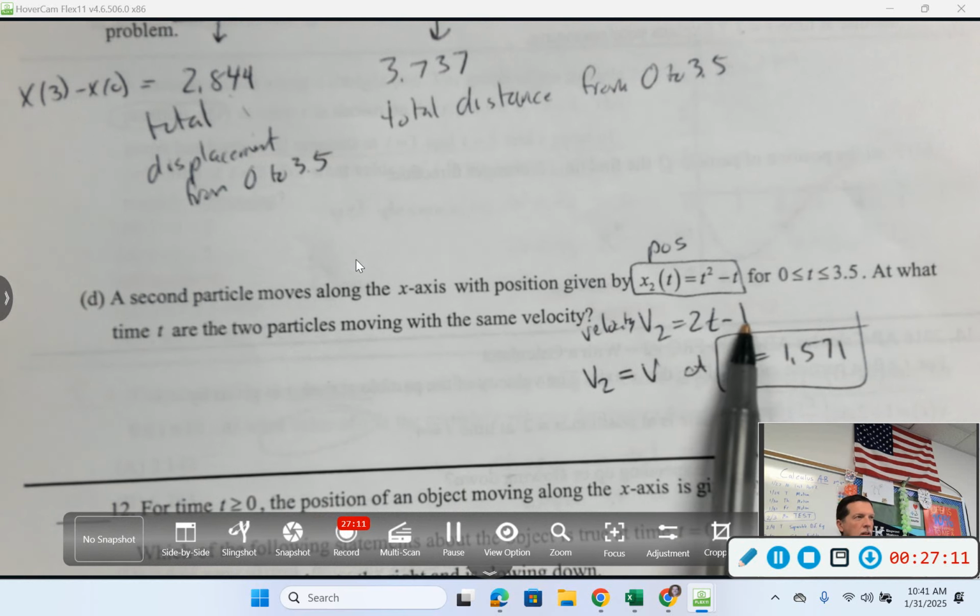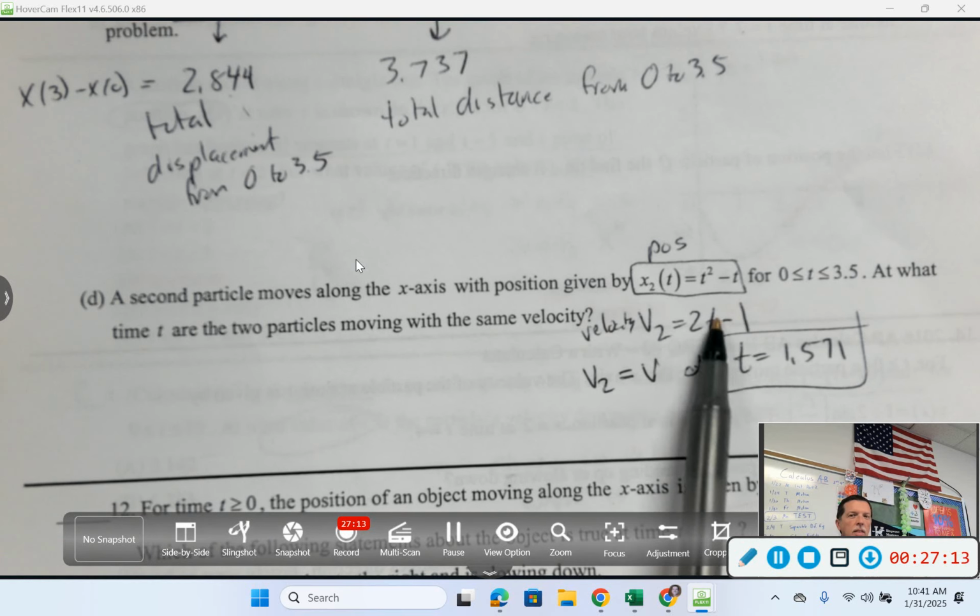Right here, I took a derivative to get velocity. They gave me position, but didn't ask me a question about velocity.